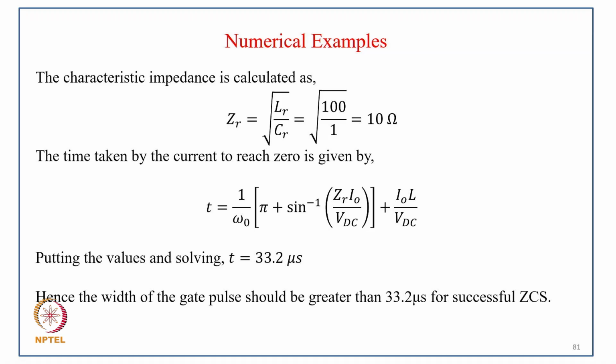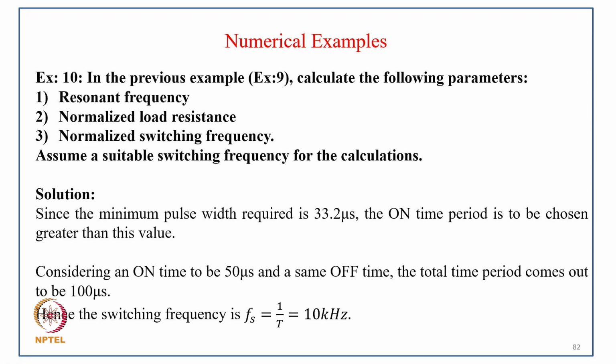Hence the width of the gate pulse should be greater than 33.2 microsecond for successful zero current switching. Coming to example 10, in the previous example, calculate the following parameters: resonant frequency, normalized load resistance, normalized switching frequency. Assume a suitable switching frequency for the calculation. The solution is, since the minimum pulse width required is 33.2 microseconds, the on time period is to be chosen greater than this value. So considering on time period 50 microseconds and same off time, the total period occurs 100 microseconds.